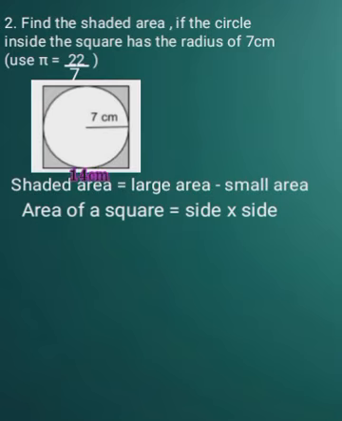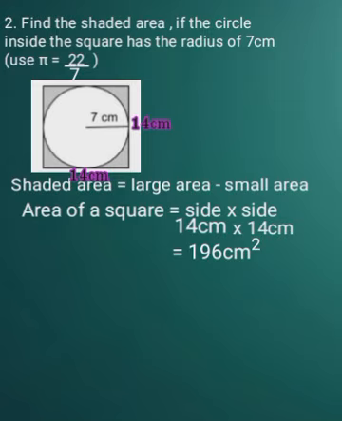So in order to find the area of the square, you will take 14 centimeter, then you multiply by 14 centimeter. 14 times 14, you get 196. That is the area of the square, 196 centimeter squared.